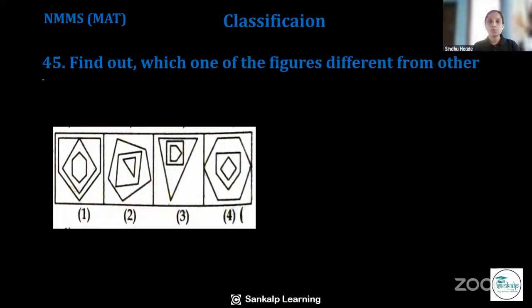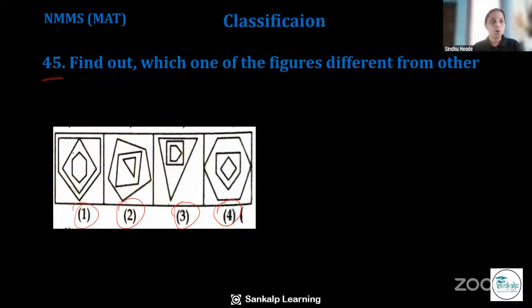Let us see question number 45 of the chapter classification non-verbal. Find out which one of the figures is different from the others. Here also 4 images are given. Image 1, image 2, image 3, image 4. All the images contain images inside. Outside one structure is there, the middle one is another structure, and the inner side is another structure. All the figures show 3 different structures lying inside.